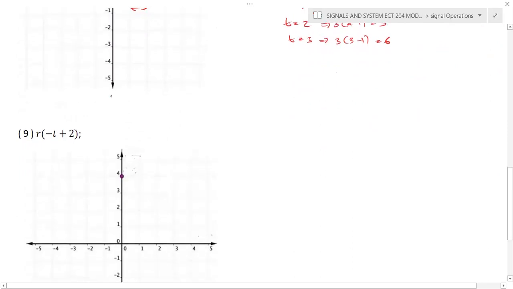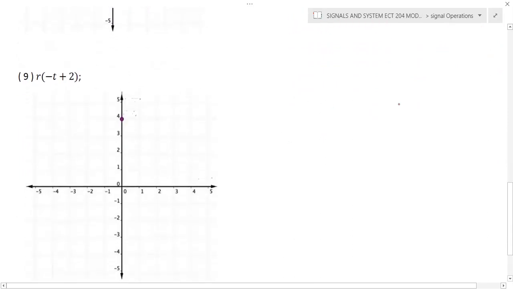Now we can plot this signal r of minus t plus 2. So we can define r of t is equal to t for t greater than 0, and 0 for t less than 0. Now it is r of minus t plus 2. See, if it is t, you'll write t here. Now it is minus t plus 2, so you'll write minus t plus 2.